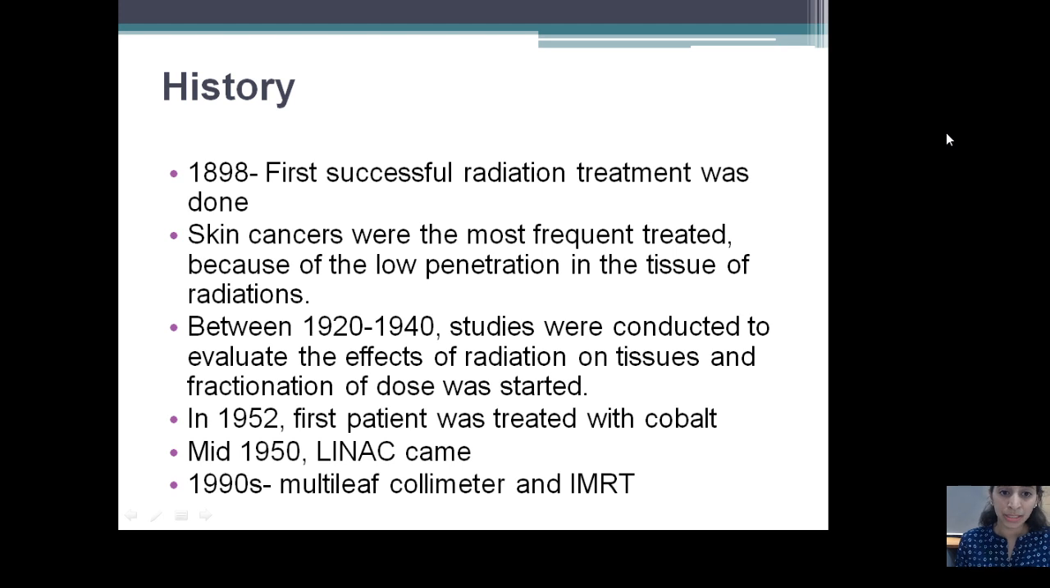In 1920 to 1940, studies were conducted to evaluate the effects of radiation on tissues, and fractionation of the doses was started. Then the first treatment was done using cobalt machines, and Linacs, that is linear accelerators, came, then multi-leaf collimators came. So also, as I told you, radioactivity was discovered, and radioactive substances were discovered.